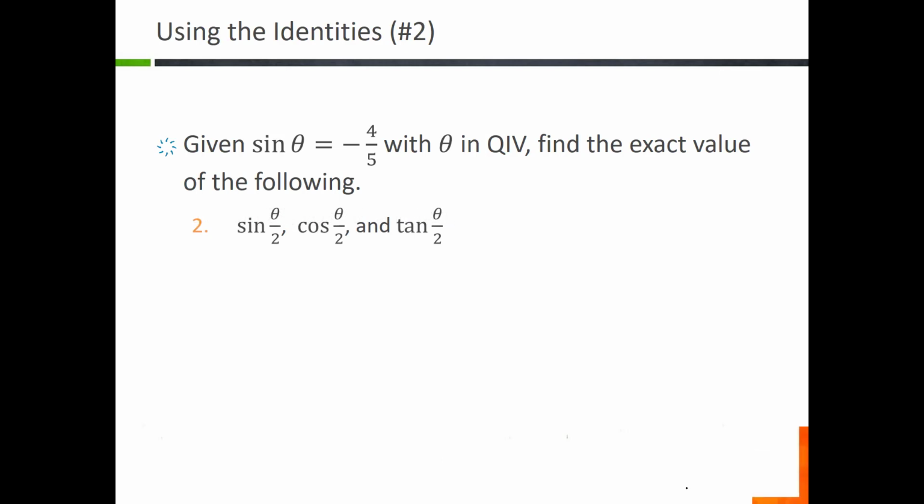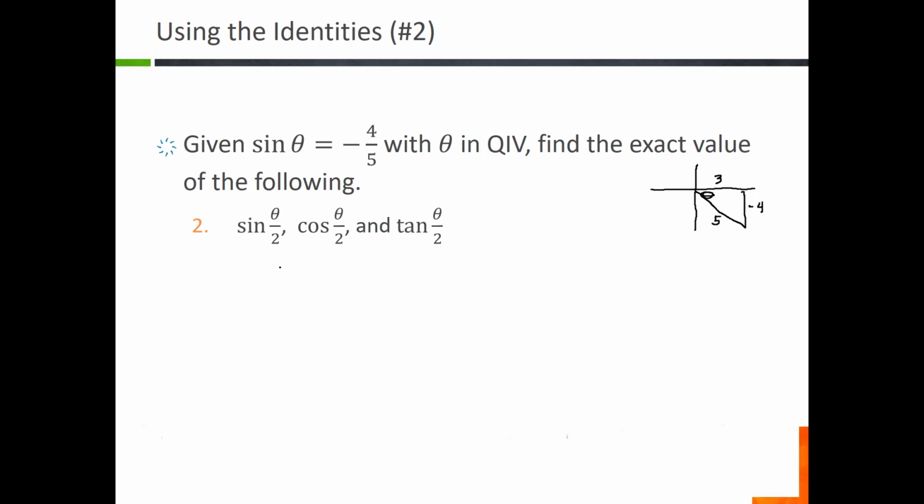Okay, let's repeat the same problem, but instead of doing the double angle identities, let's do the half angle identities. So let me go back to our triangle that we just drew. Again, we have this angle. It's in the 4th quadrant. We know the opposite side is a negative 4. We know the adjacent side is a positive 3, and the hypotenuse is a 5. We found all that in the previous example.